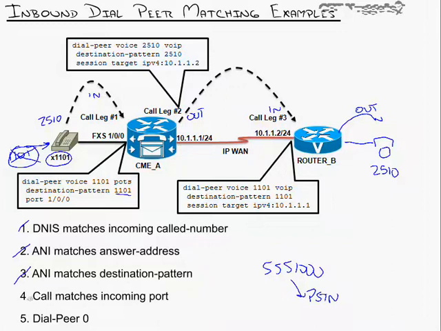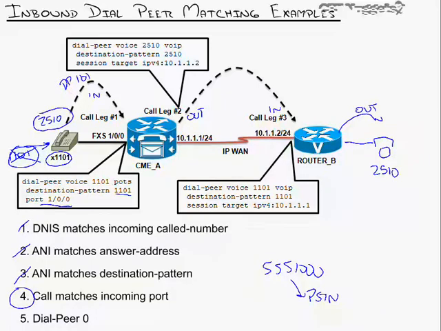So now take a look. We drop down to number 4. Call matches incoming port. Now, this call, as it comes in, we dial 2510. It came in on port 1/0/0. The router looks at its dial peer and says, okay, port 1/0/0, we have a match. This is our real match. It came in on the port that dial peer voice 1101 had assigned to it. So for the incoming match right here, the router will use dial peer 1101.